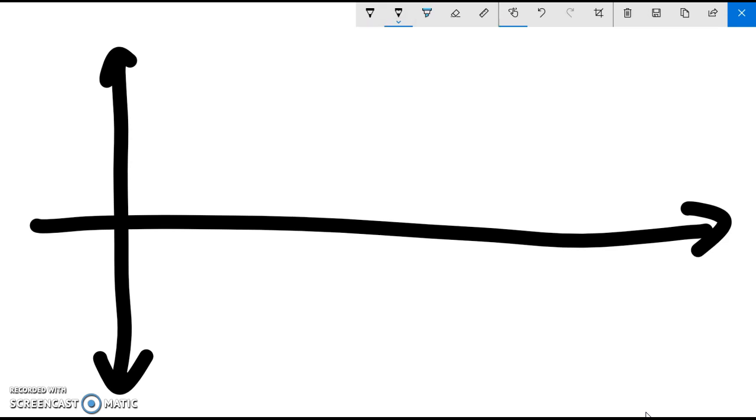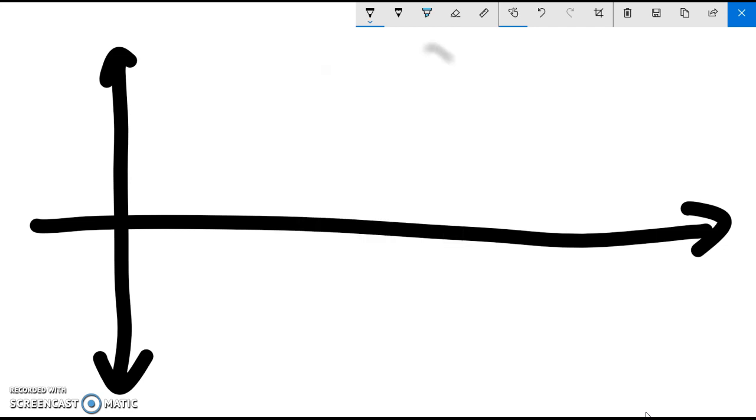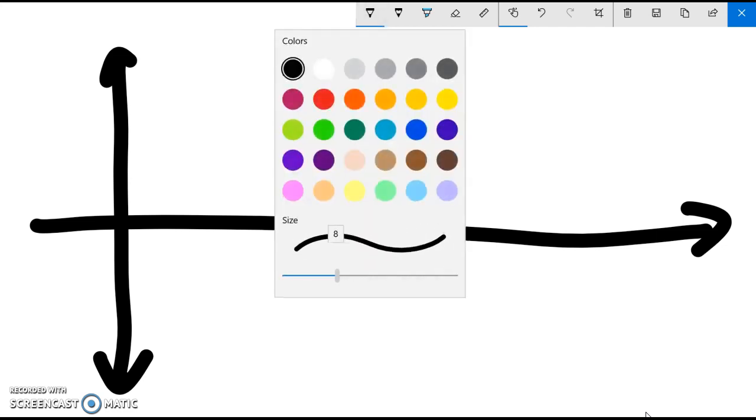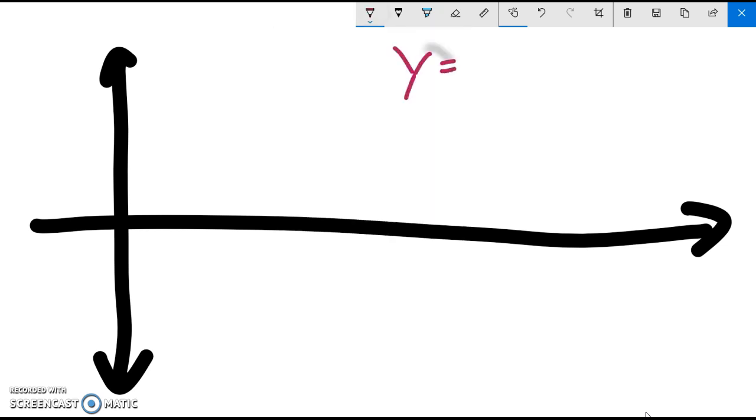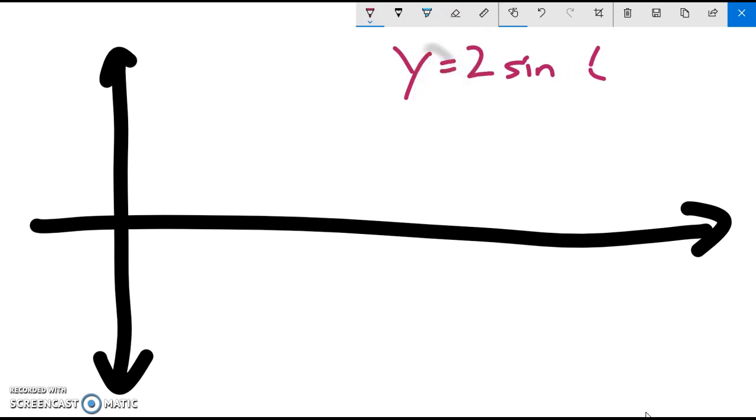But I've been given a graph. I'm just going to make this a little bit thinner. I've been given a graph y equals 2 sine x. Y equals 2 sine of 3 outside of, let's make this an easier number. So let's go 2 outside of theta, take pi on 2 plus 3. Alright? So I go, okay, where do I go?